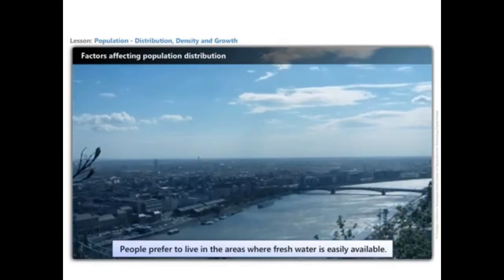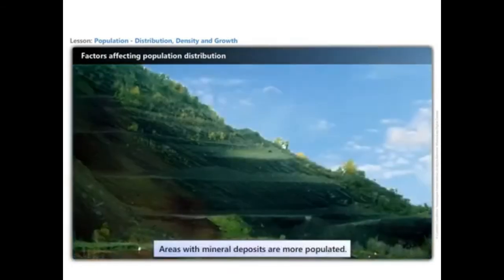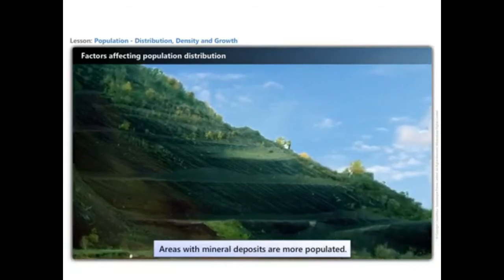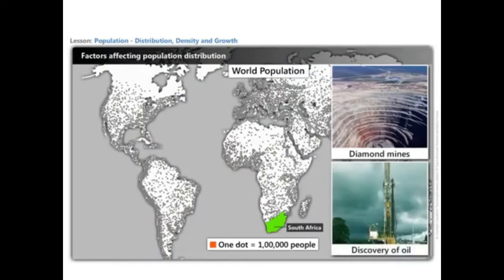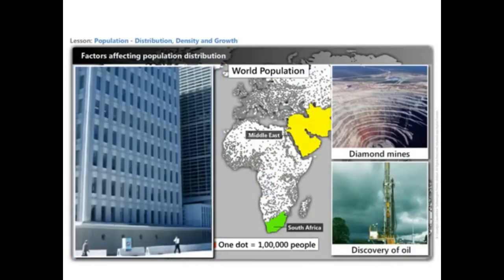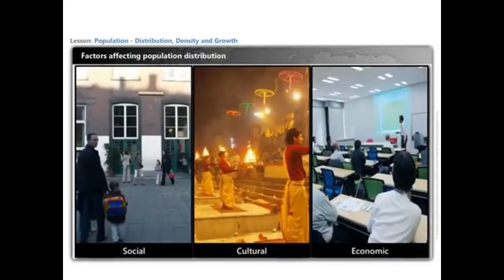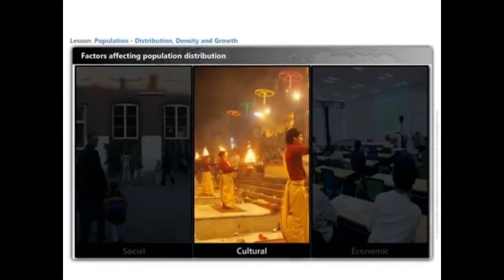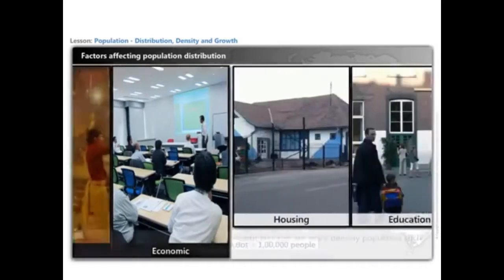People prefer to live in the areas where fresh water is easily available. Areas with mineral deposits are also populated. Diamond mines of South Africa and the discovery of oil in the Middle East led to settling of people in these areas. In modern days, some other social, cultural, and economic factors too influence the distribution of population.